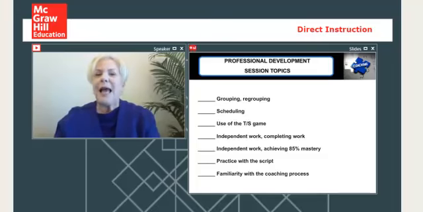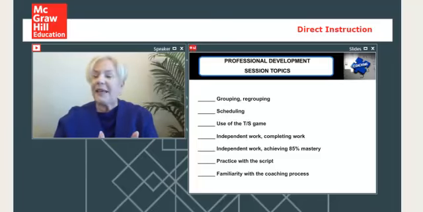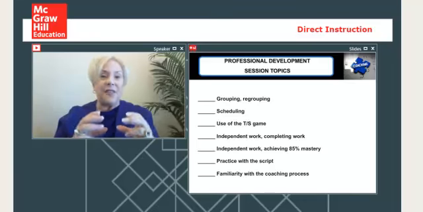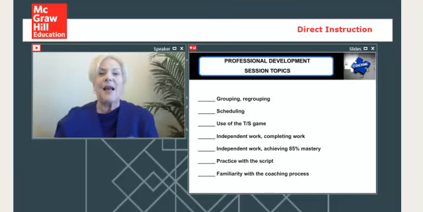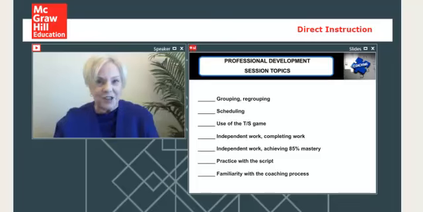Independent work. Many times teachers will say to me, the students are not able to complete the independent work in the allotted time and they're making a lot of errors. Well then, that is a session to discuss how do we do some pre-teaching on that workbook, how do we do some guided practice. Never let those students open that workbook and reinforce the wrong thing if you know that they are going to have difficulty. So these professional development session topics are on a handout for you.